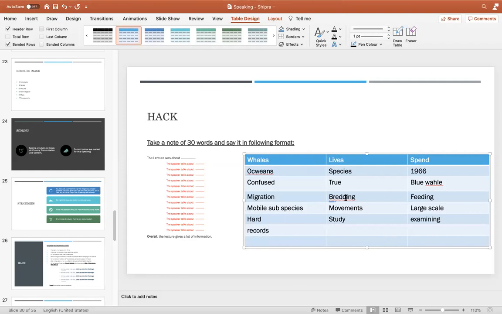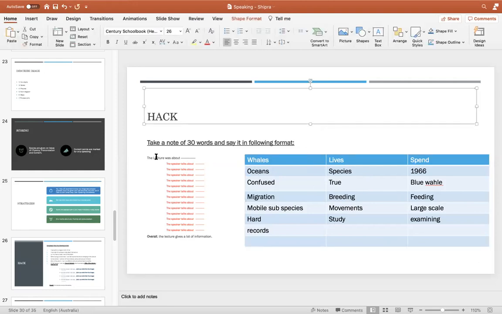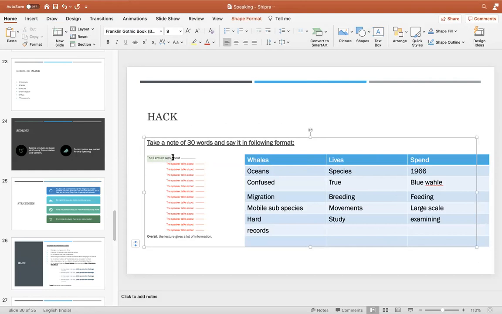Okay, so this is what you have to do. You have to write words in your rows and columns. And then as soon as the recording starts, what you have to do is first say what the lecture was about. So what was it talking about? Whales. So you can say the lecture was about whales.